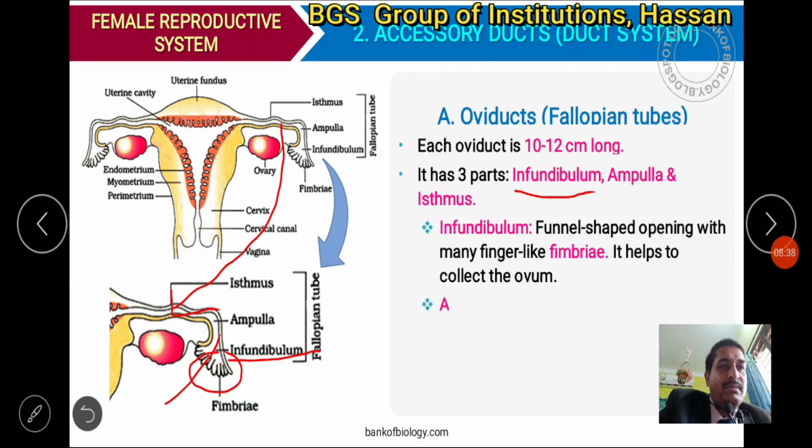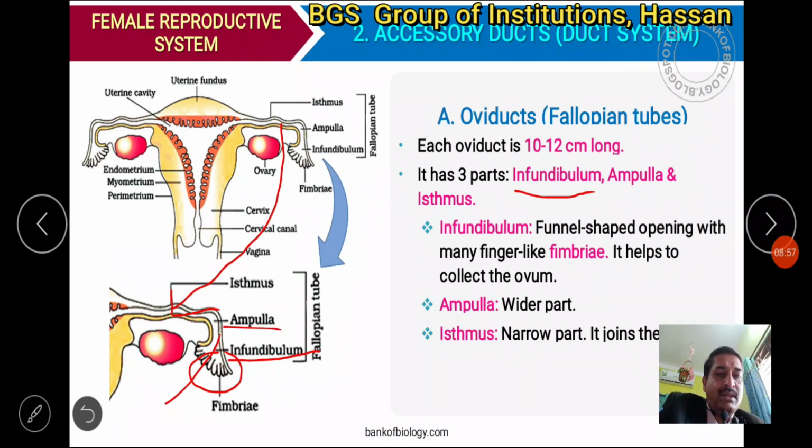Then next we move on to the ampulla. Ampulla is a somewhat wider and long part. It is thin-walled. Where is the ampulla? Here.